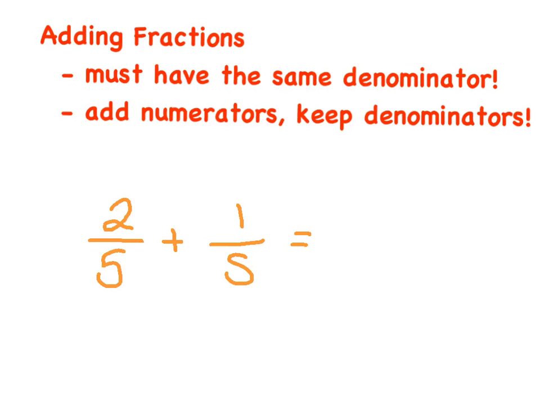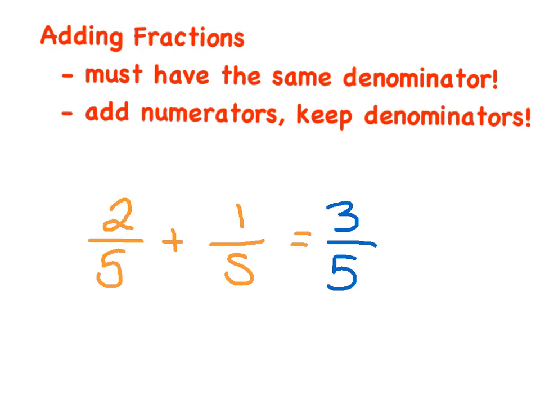Basically, the process for doing this is that we're going to add the numerators, but we're going to keep the denominators. So, we're going to take, in this case, 2. We notice that they have the same denominator, so we're going to take 2 plus 1, which then would give us 3. And we're going to keep the denominator of 5.